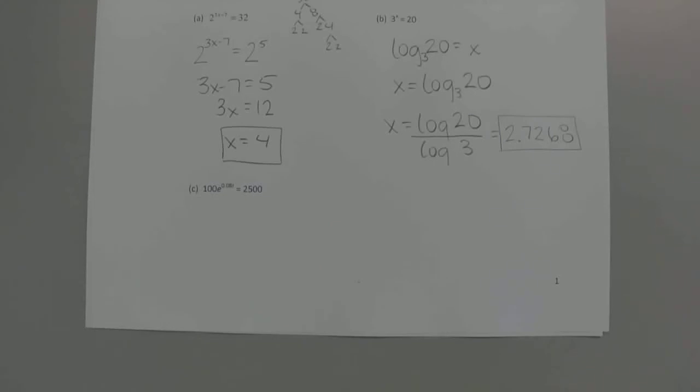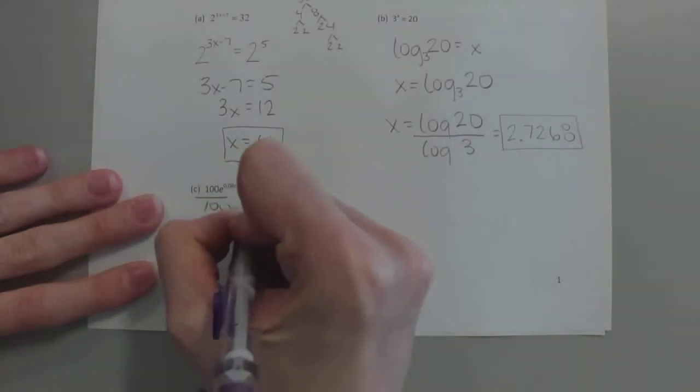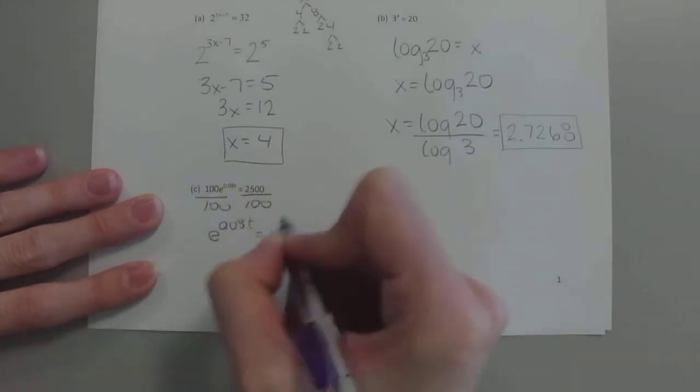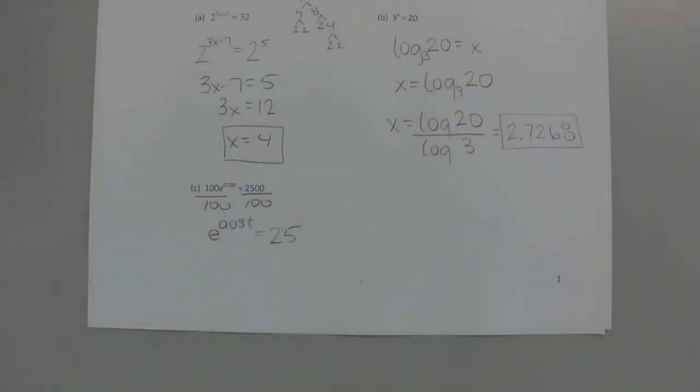Also, you have to get rid of 100. Let's get rid of that 100, right? He's in our way, but he's easily removable, right? How can I get rid of 100? It's just a coefficient. Why don't I just divide both sides by 100, right? Let's do that first. So we have e raised to the 0.08t equals 25. Is that okay?